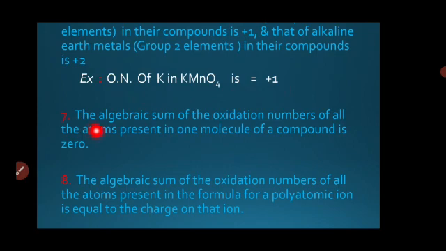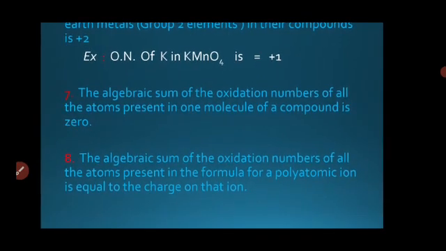Now, how to calculate the oxidation number? For that, these two rules are important, rule number 7 and 8, okay. So up till now, that is up to rule number 6, we have seen the individual oxidation number. Now for calculation, what we have to use is given in 7 and 8. The algebraic sum of oxidation numbers of all the atoms present in one molecule of a compound is 0. Means if we consider a molecule, algebraic sum of the oxidation numbers, that is charges, is always equal to 0.